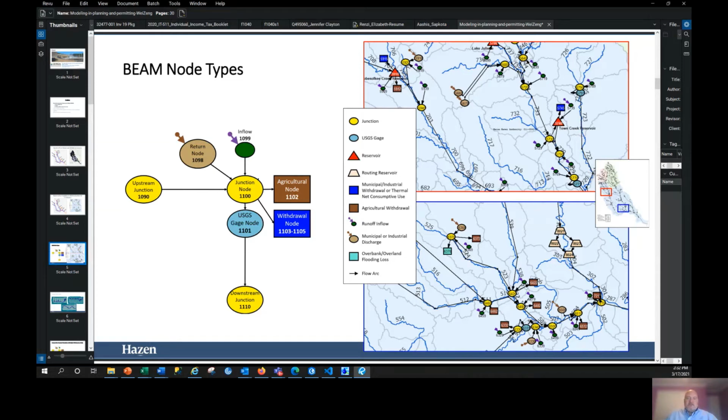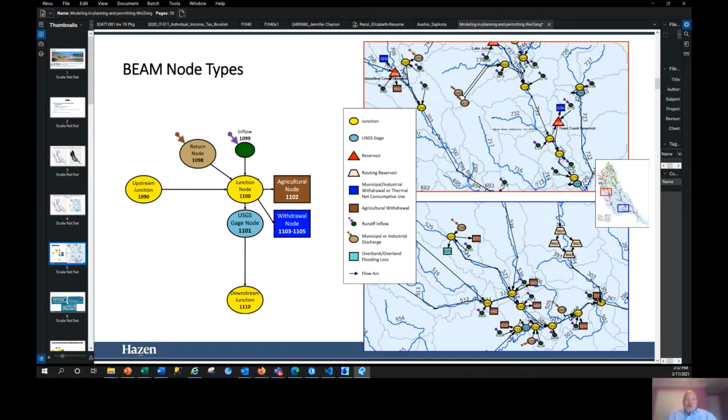In BEAM, nodes represent individual return and withdrawal facilities, such as the dark blue and the light brown shapes there, aggregate agricultural withdrawals in the dark brown, reservoirs in the red triangles, and USGS gauges, the pale blue round things. Each of these is connected to a junction node. In fact, junction nodes are largely defined by the need to connect one or more facilities to the network.